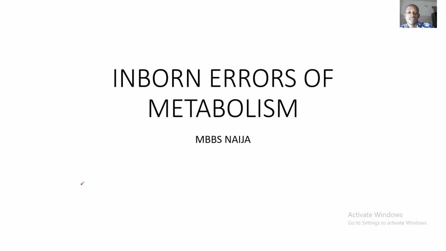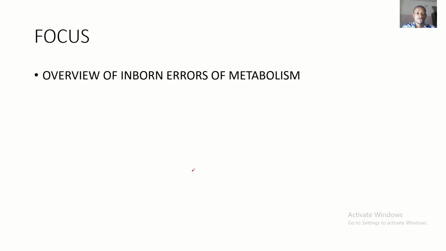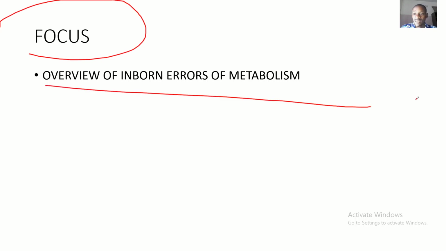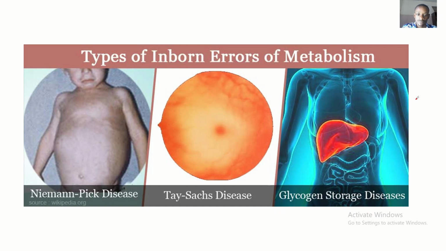Today we're having our first video on inborn errors of metabolism, the IEM biochemistry. So our focus for this lecture is to have an overview in our first video on inborn errors of metabolism. These are examples of types of inborn error of metabolism diseases. We have Niemann-Pick disease, Tay-Sachs disease, and glycogen storage diseases.